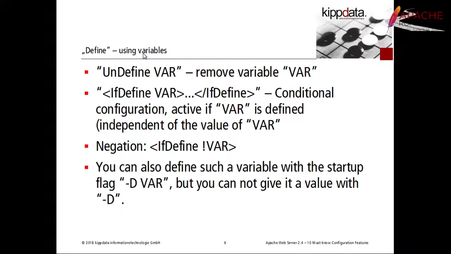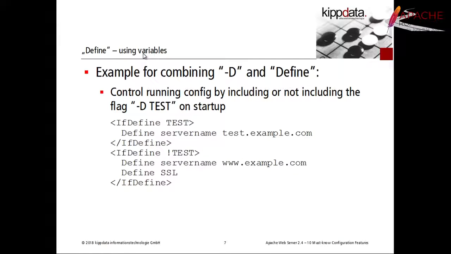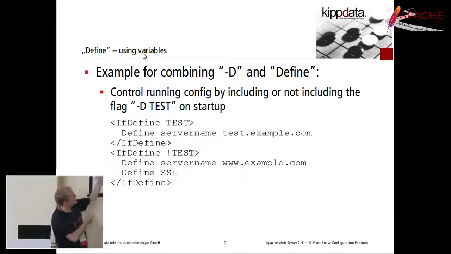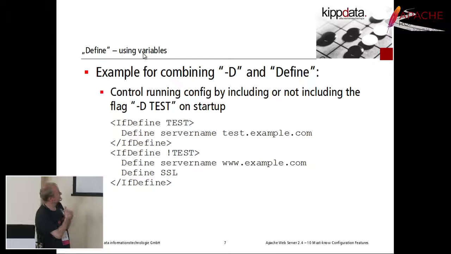And for a negation for if define, you add the exclamation mark. So, for instance, here's a configuration snippet similar to Jim's, where the -D and the define notations are combined. With the -D test during startup, you decide which of the two blocks get active, and then in the two blocks we define variables which we use further on in the configuration.